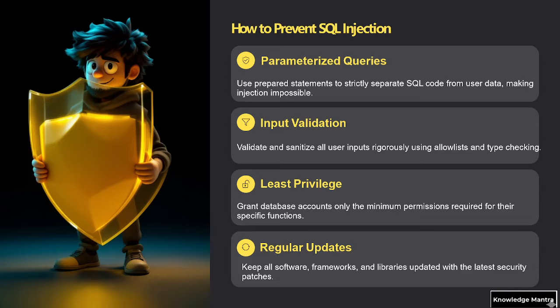Now, third one is least privilege principle. Limit database permissions. The account user used by your web app should have only the minimum privileges needed. This way, even if it's exploited, the attacker can't access everything. So that is least privilege principle.